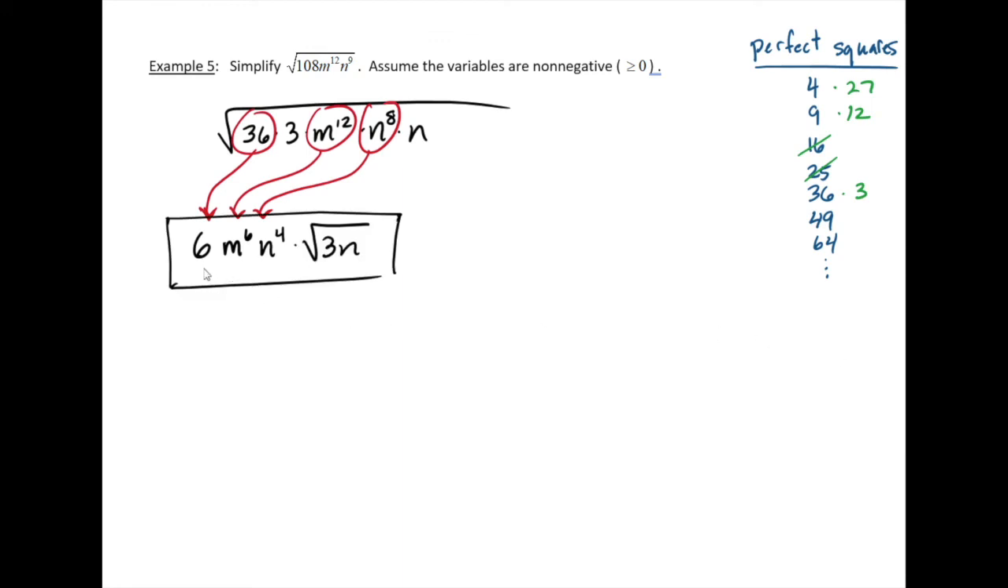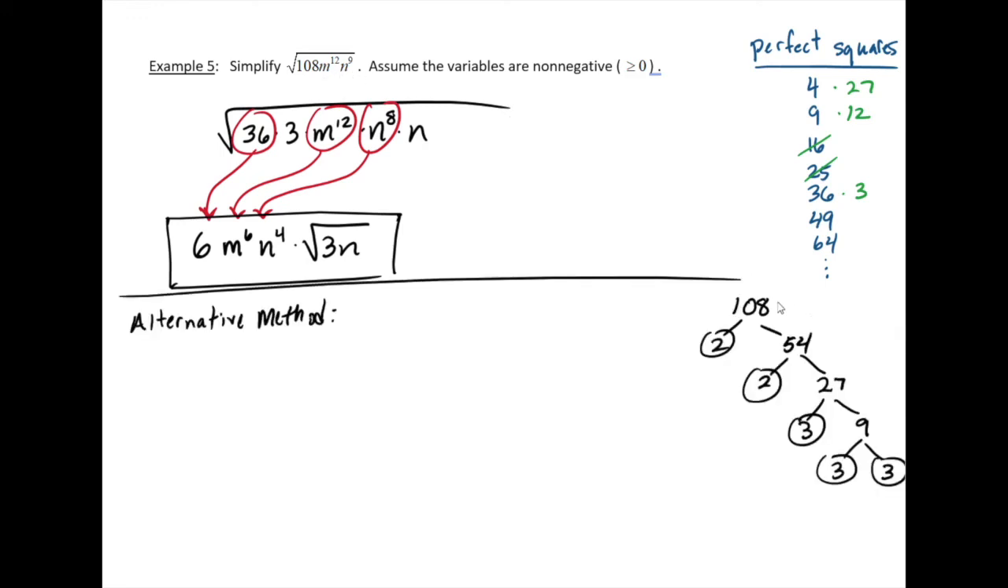So here we've pulled out all of the perfect square factors from the original expression. And that's what it means to simplify a square root expression. If you prefer to use the alternative method, then we have to use a factor tree to find the prime factors of 108 and write out the products of the variables.